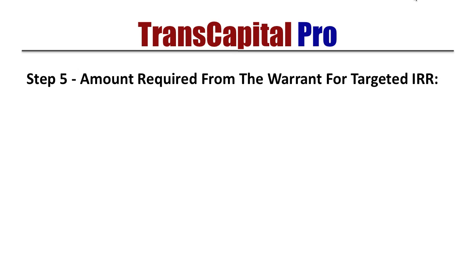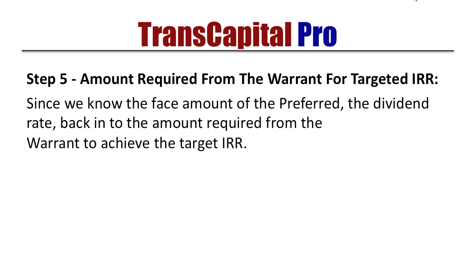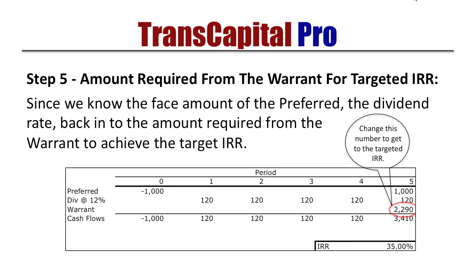Step 5 is the amount that's required from the warrant for the targeted IRR. So here, since we know the face amount of the preferred, we know the dividend rate, we know that it's current pay, we back into the amount required from the warrant to achieve the targeted IRR. So here you can see a real simple little spreadsheet, and it's just spreading out the cash flows for the term of our offering. And the $2.29 million there in year 5, that's the amount that's going to be required from the warrant to get us to a 35% IRR.